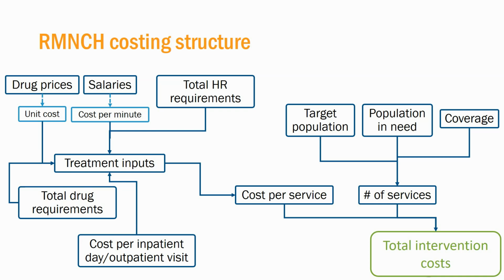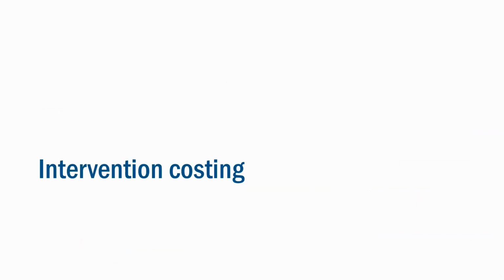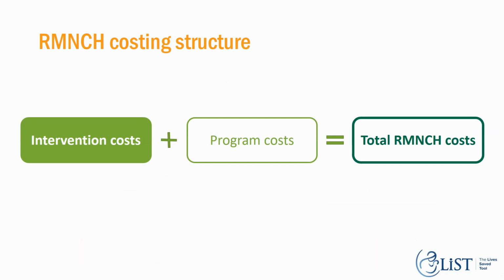So now that we know how much things cost, we also need to know how much of it we need. In order to get that information, we will be using the target population, as well as the population in need, as well as the coverage intervention, either current coverage or target coverage, in order to calculate how many of those services we need. And those two pieces of information together lead to the total intervention cost overall.